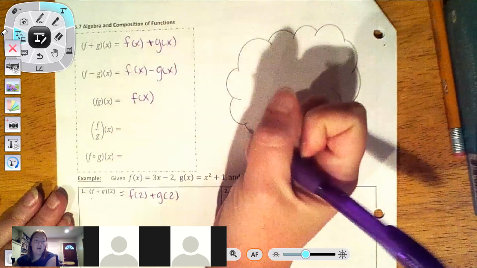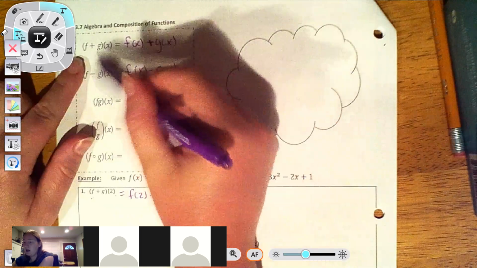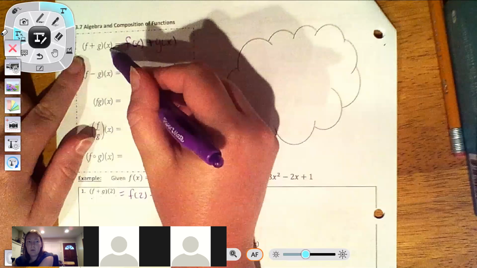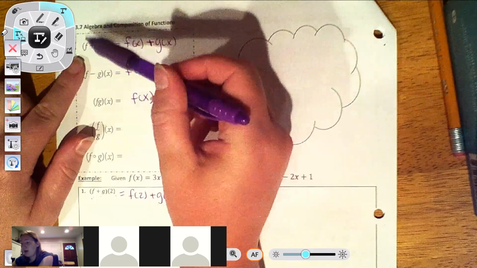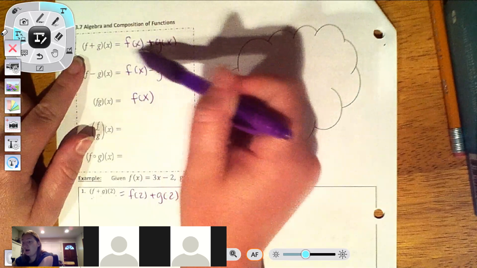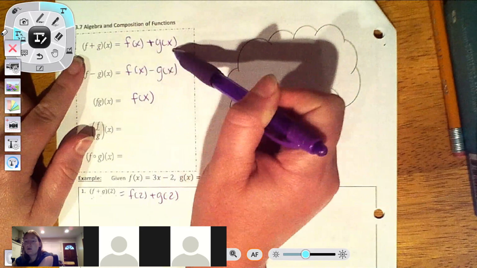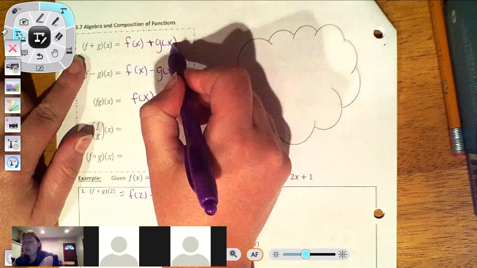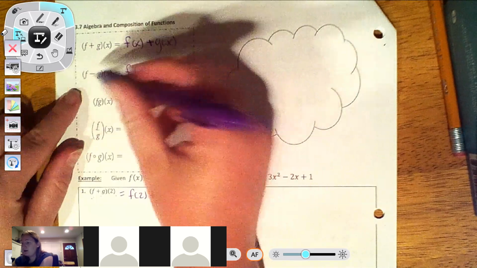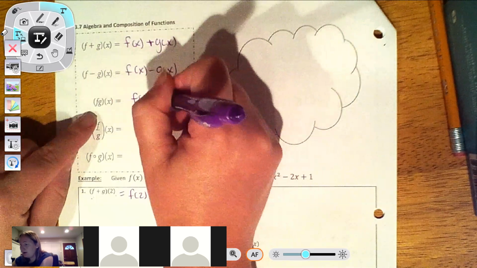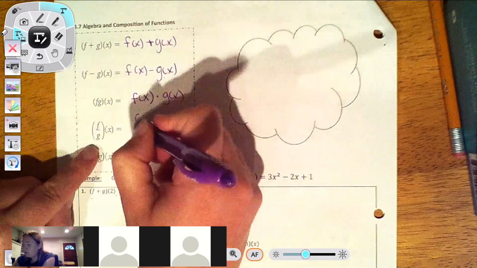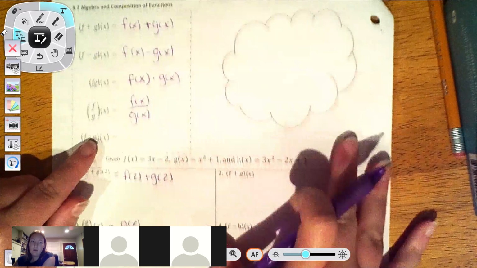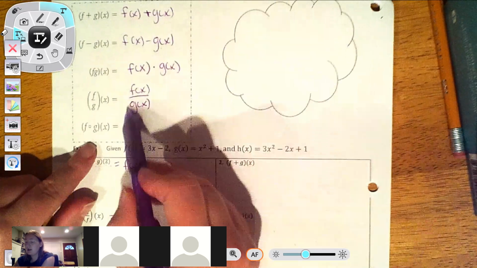Okay, so because it's of one variable, it's f of that plus g of that. It's just a shorthand way of writing that. In order to evaluate, you must expand first. You must write it like that and then evaluate. And same here. And then this means multiply and divide. The only thing is g of x can't be 0 because you can't divide by 0.